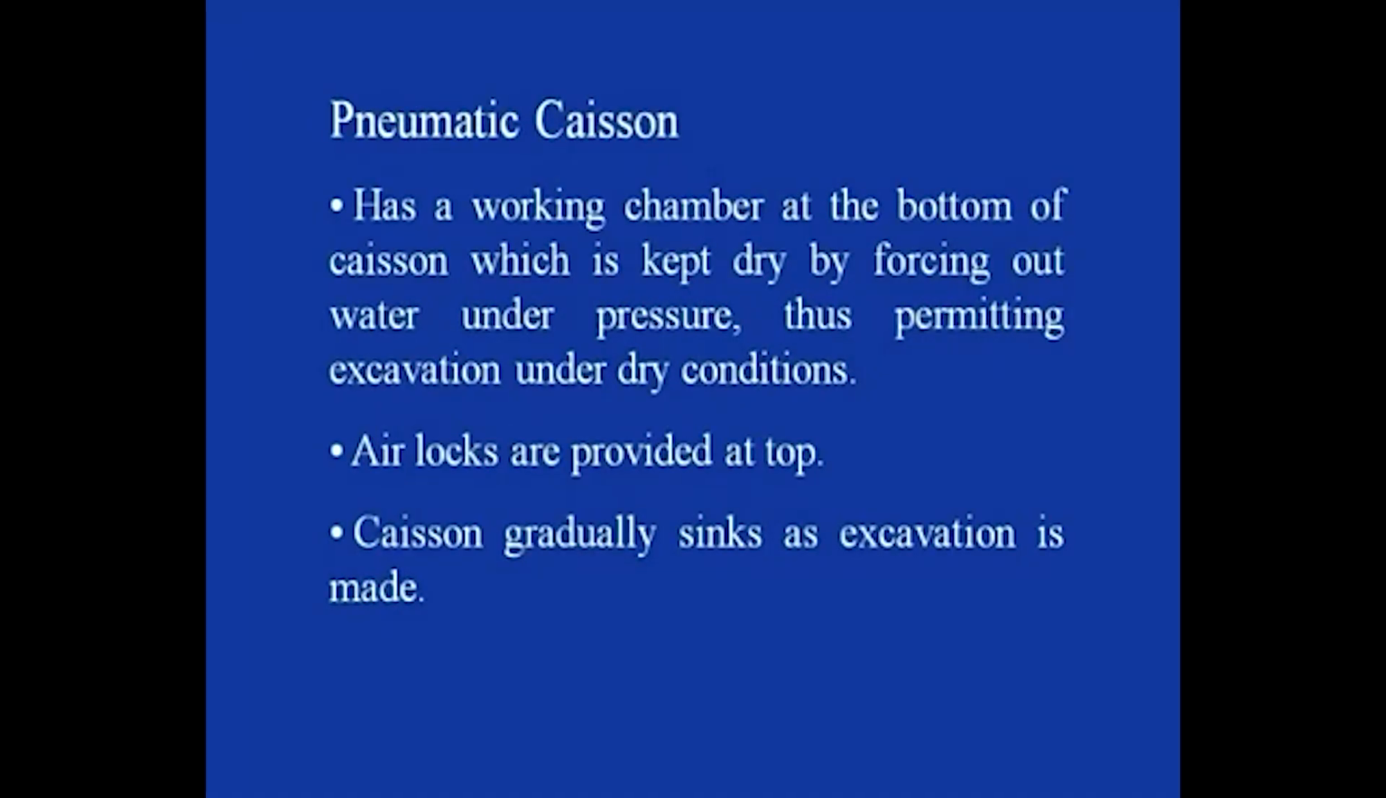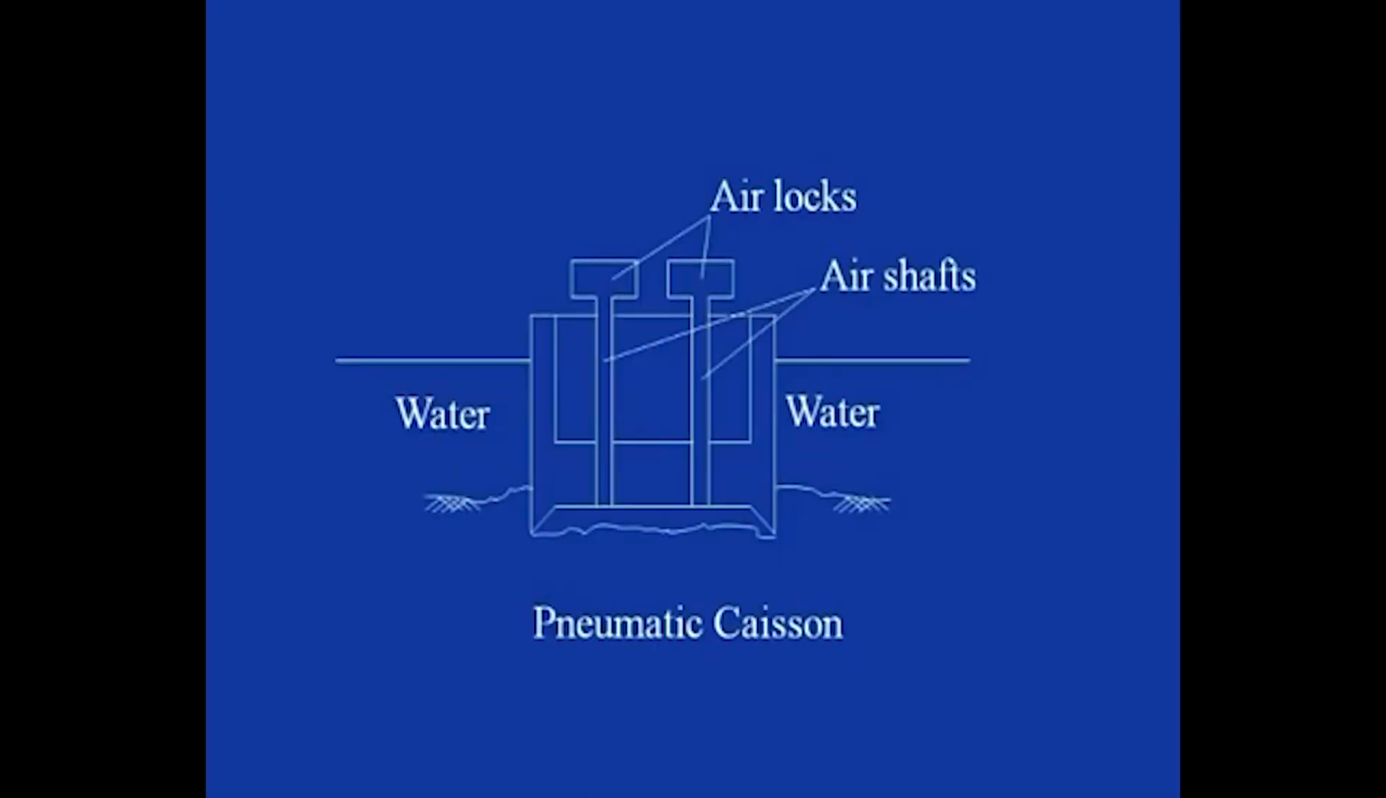Airlocks are provided at the top and the caisson gradually sinks as the excavation is made. The typical line diagram showing this pneumatic caisson is here. You can see here that at the top two airlocks are being provided. Air shafts are being connected to this airlock, and this goes inside; it creates the pressure with the help of the air, and that takes out the water, such that this dry condition is being carried out.